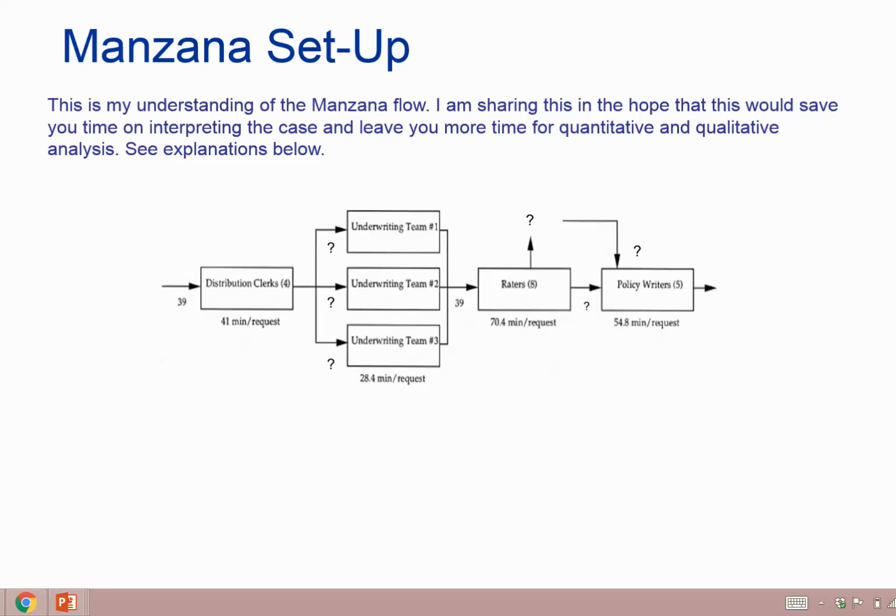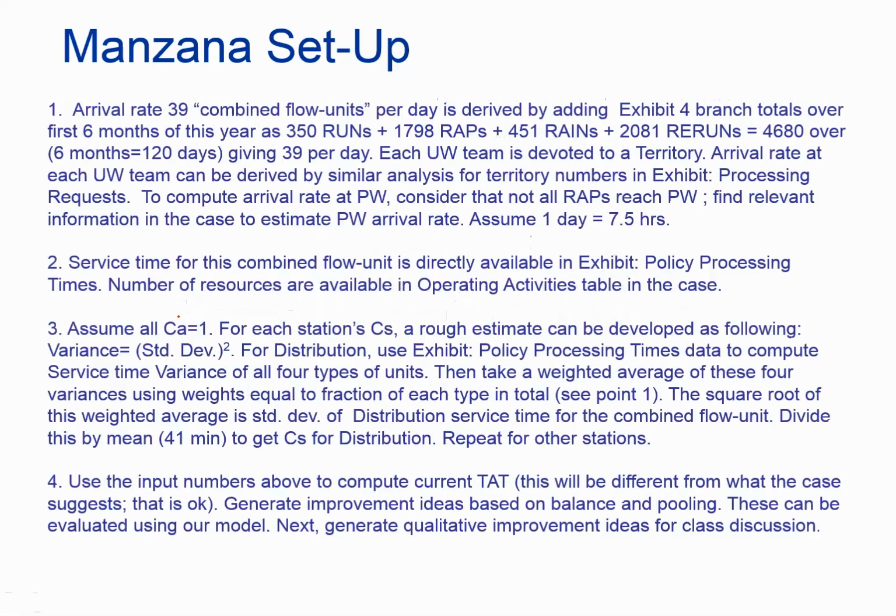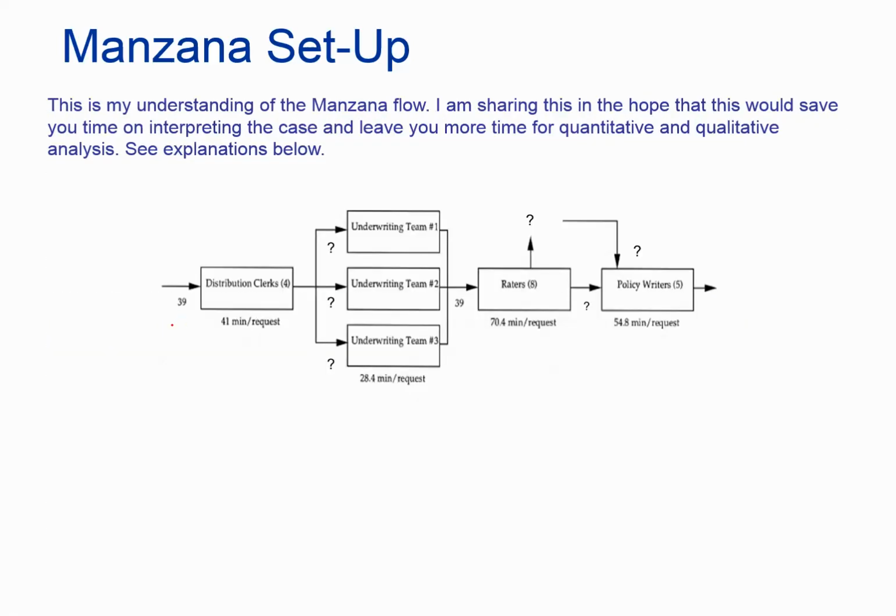In terms of thinking about inputs, the very first question is, what's the arrival rate of this typical flow unit? The number we are going to use is 39 per day. That number is coming from one of the exhibits in the case, and I'll show you exactly how to get that. Those arrival units then get to the first station, which is the distribution station, and there are four resources given in the case. One of the exhibits in the case also says that the service time is 41 minutes at that station.